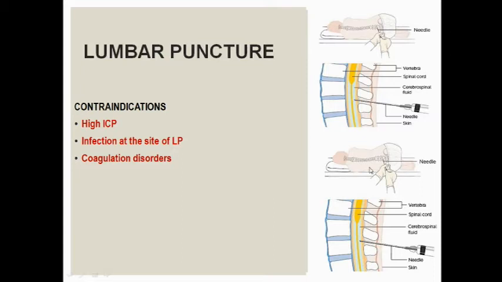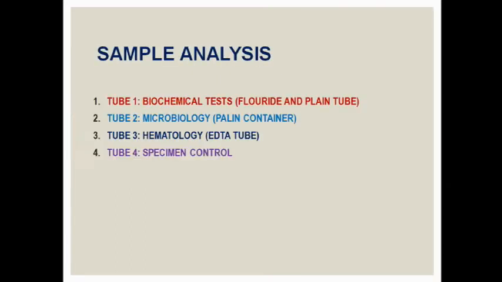Suppose there is a localized infection at the L3 and L4 spine. It is very difficult to introduce a needle because we are going to spread the infection into the body. So it is definitely not advisable. And in a patient with coagulation disorders, we are not supposed to perform lumbar puncture, because the patient will land up with severe bleeding, and may lose his life as well. So these are the contraindications of lumbar puncture.